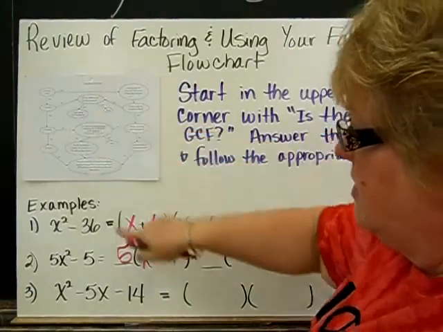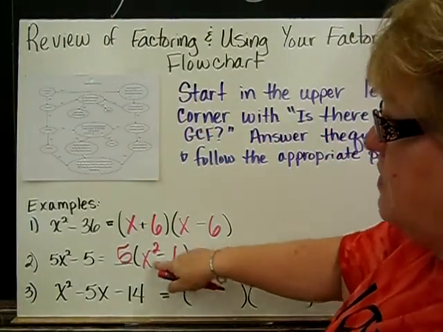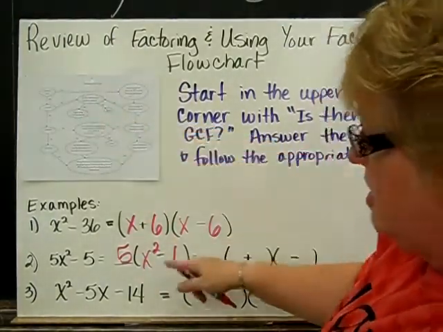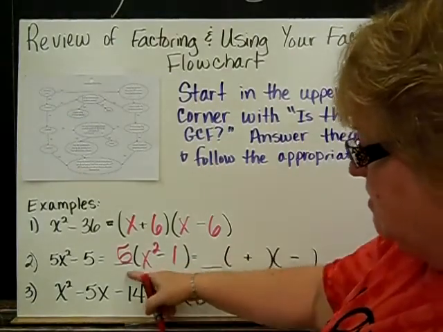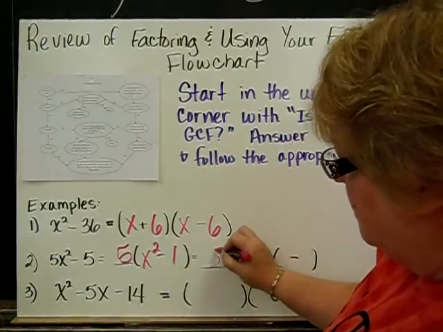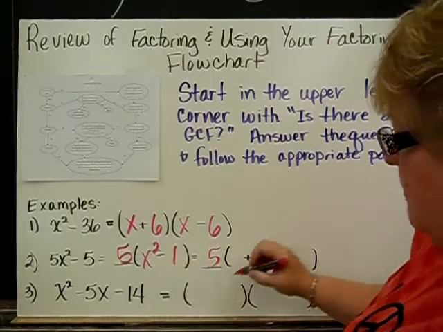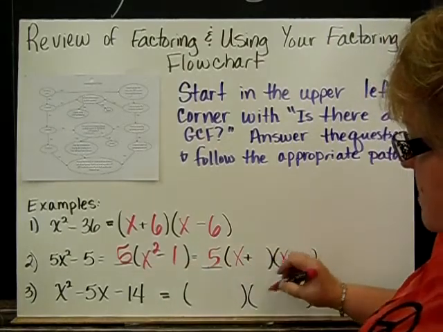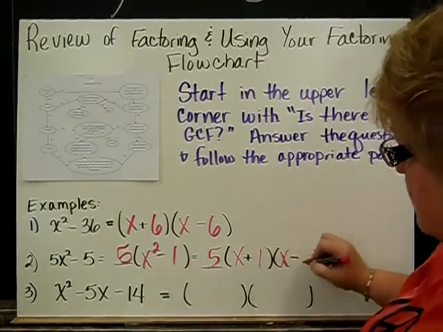So we go over here. Is it the difference of two perfect squares? The answer is yes. So again, we factor this. Bring the 5 over. The square root of x squared will be x. The square root of 1 is 1.